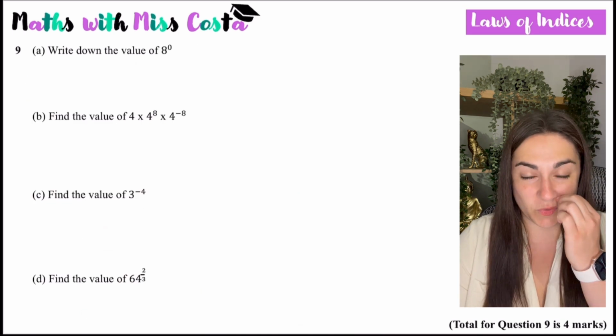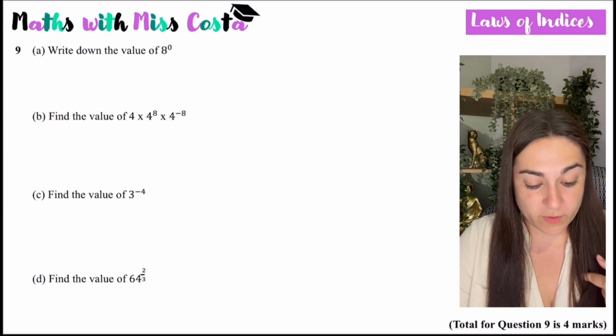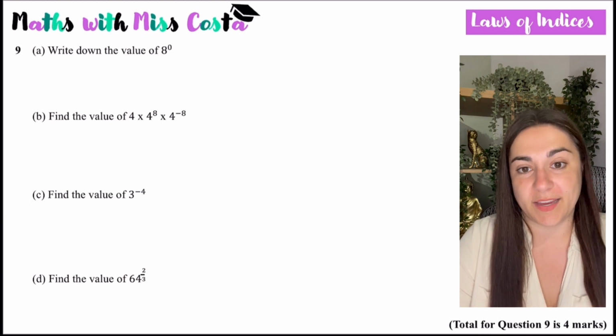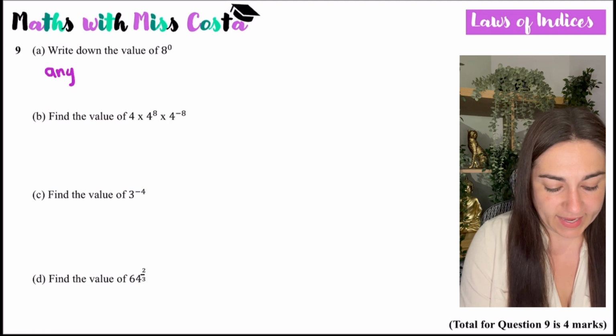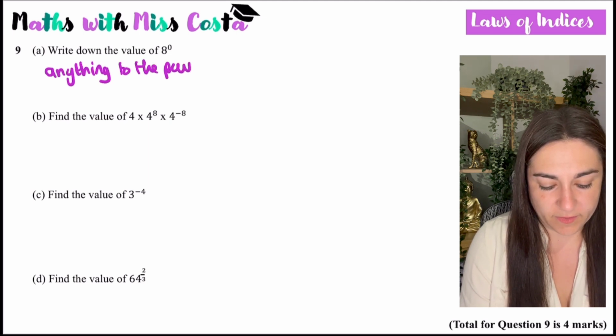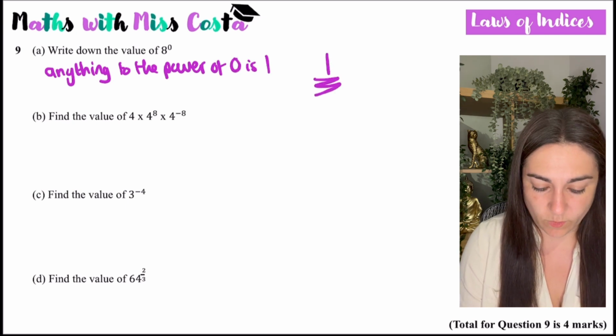Okay, next I've got the laws of indices. So these are just a recap of some of the index laws that you need to know. So the first thing is that anything to the power of 0 is 1. So therefore 8 to the power of 0 is going to be 1.